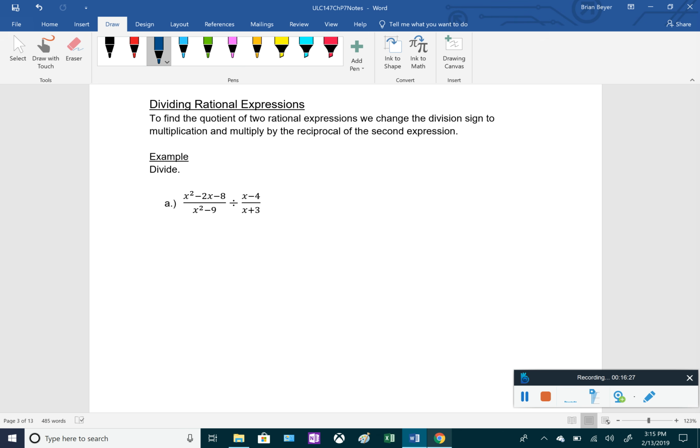So let's do this first example, (x squared minus 2x minus 8)/(x squared minus 9), divided by (x minus 4)/(x plus 3). So before we do any factoring, I'm going to keep this first one the same, change the division to multiplication, and reciprocate the second one.